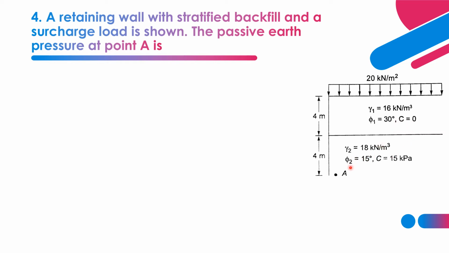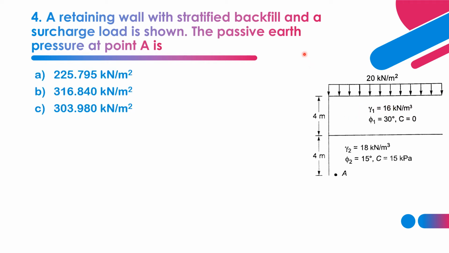But in the second layer, we can see a cohesion value of 15 kilopascal. That means in the second layer there is some presence of clay matter, and the unit weight of the soil is given as 18 kilonewton per meter cube, and the angle of internal friction is 15°. And there is no mention of the water table, so the unit weight of the soil as such we can take into calculation. Here we have to find the passive earth pressure at point A, that is at the bottom of the backfill, at the base of the backfill, we can say.